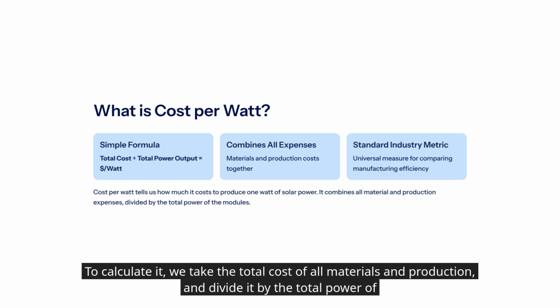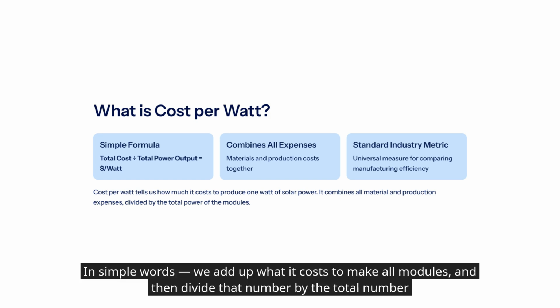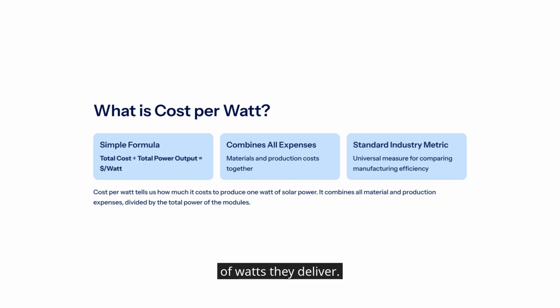To calculate it, we take the total cost of all materials in production and divide it by the total power of the modules produced. In simple words, we add up what it costs to make all modules and then divide that number by the total number of watts they deliver.